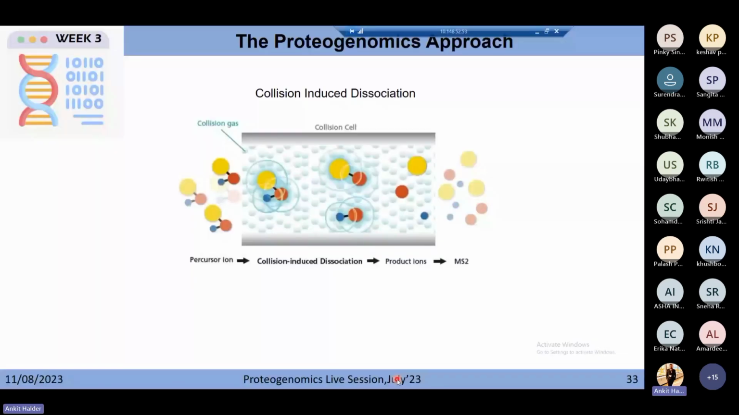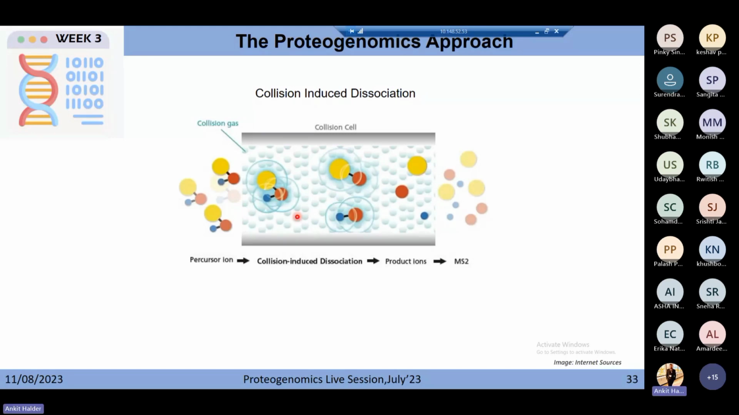In this collision induced dissociation, using gaseous molecules, these precursor ions and product ions are generally created, which further leads to the MS2 level. So there are mostly two types of dissociation. Another dissociation is electron transfer dissociation, and there is also HCD, which is called the beam-type cell before the Orbitrap in certain instruments. But mostly the principle remains that of CID, the collision induced dissociation.